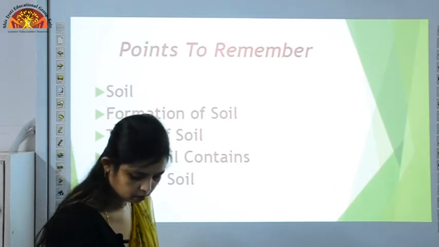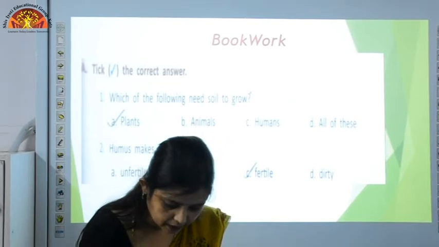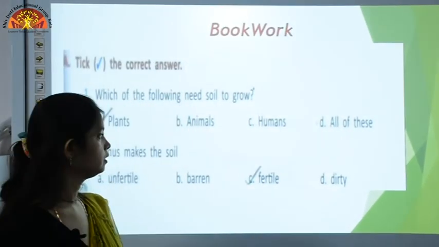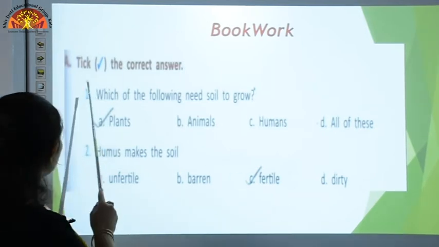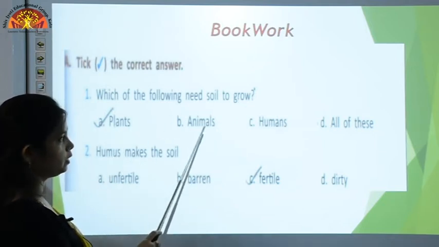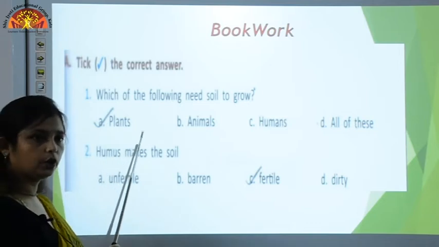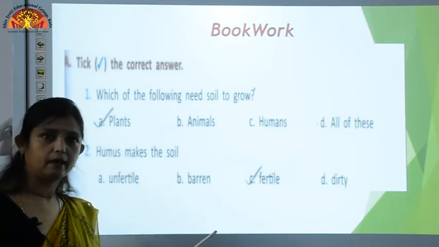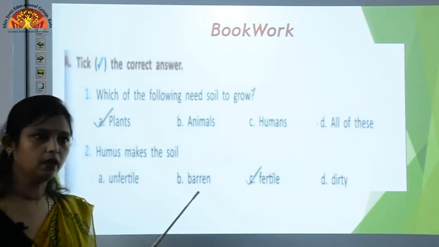So students, open page number 35 of your book, tick the correct answer. Page number 35. So let's start with the bookwork. Which of the following needs soil to grow? Plants, animals, humans, all of these. We all know that plants need soil to grow, because soil provides them nutrients, air and water, and soil also helps them to fix themselves with the help of the roots.